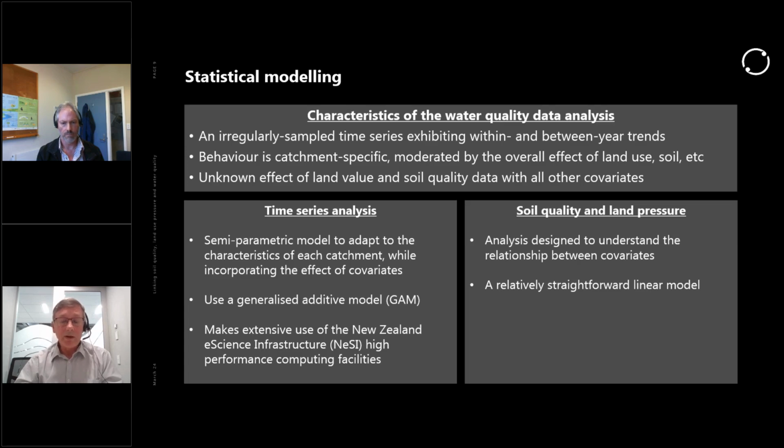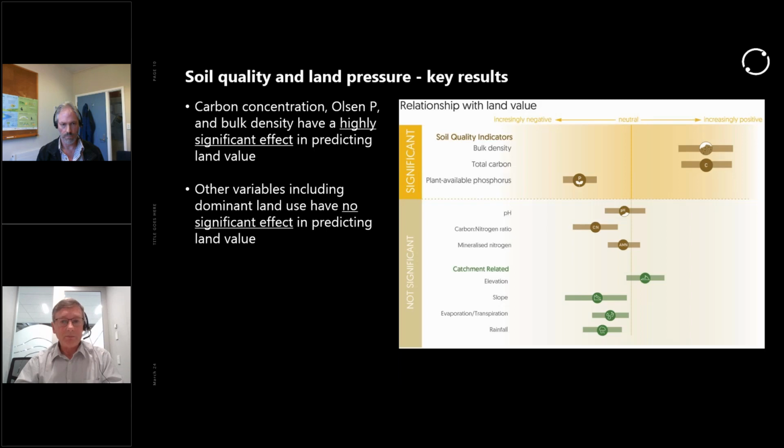The soil quality and land pressure modeling, which is used to try and find the associations between the different covariates, is a relatively straightforward task that uses a simple linear model. Okay, back to you, John.